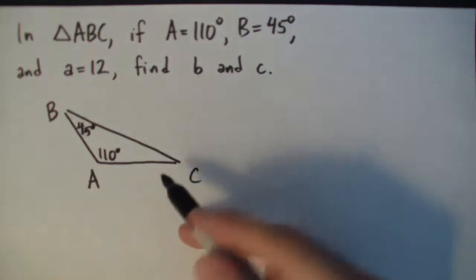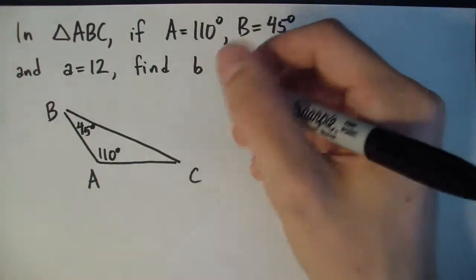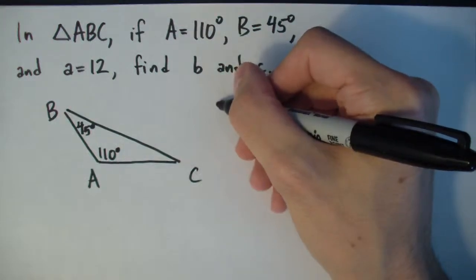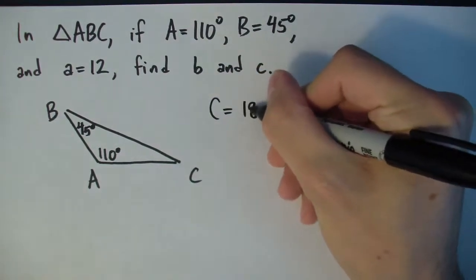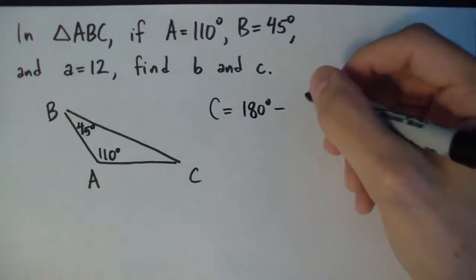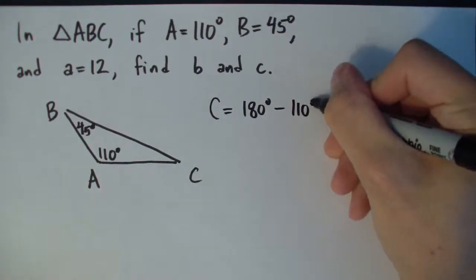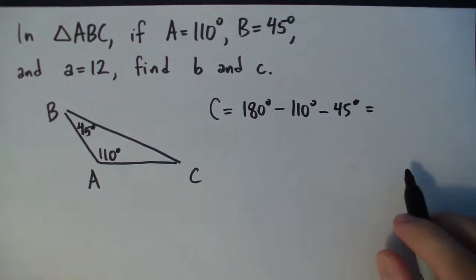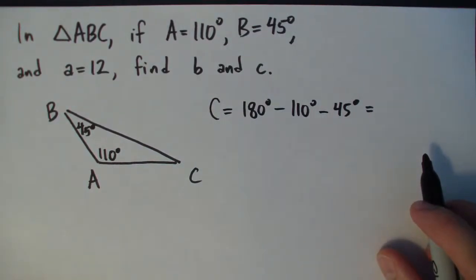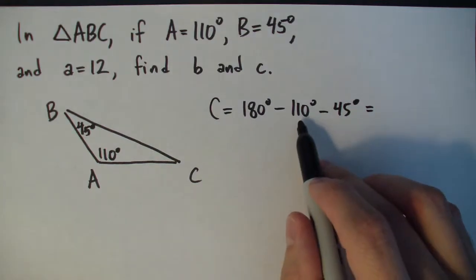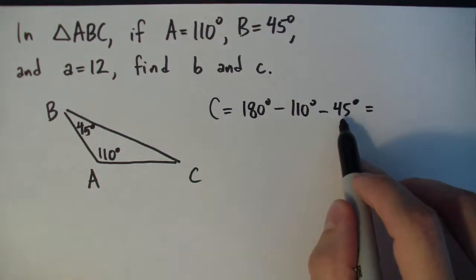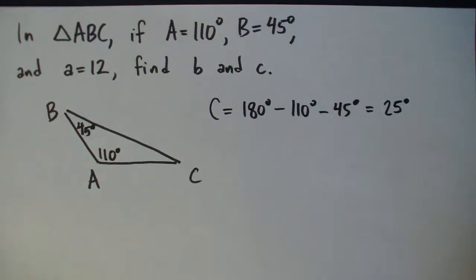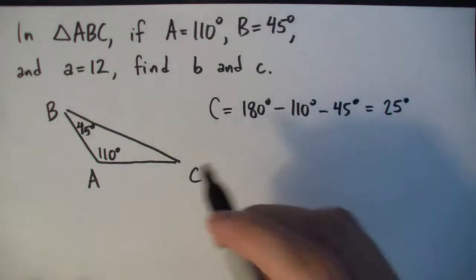Well, again, if you're told two angles, you can find the third. So let's immediately figure out what C is. We might as well, that's a good fact to have. So C will be 180 degrees minus the sum of the other two angles, so minus 110 minus 45. We're subtracting 155, and so we get 25 degrees. So C is 25 degrees. We can fill that in.